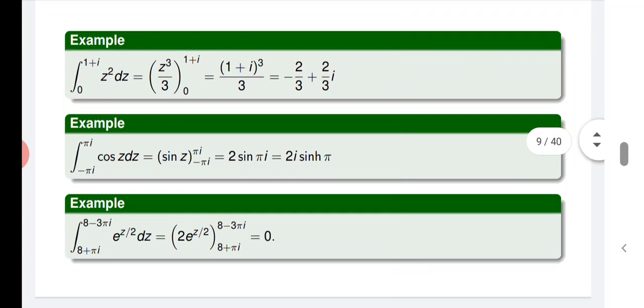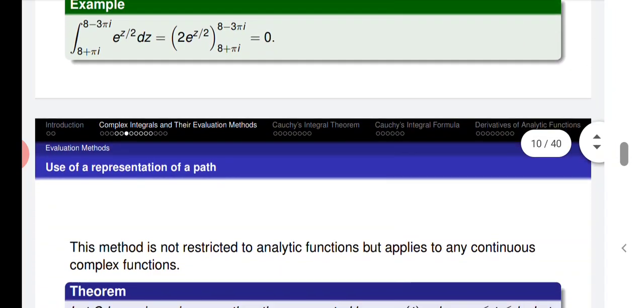For another, the exponential function, we have limits from 8 + pi i to 8 minus 3 pi i, and the function is e raised to z/2 dz. We know that the integral of e raised to ax gives 1/a times e raised to ax. So our result is 2 e raised to z/2 with upper and lower limits. On solving, we get the result as 0. These are some examples on it.